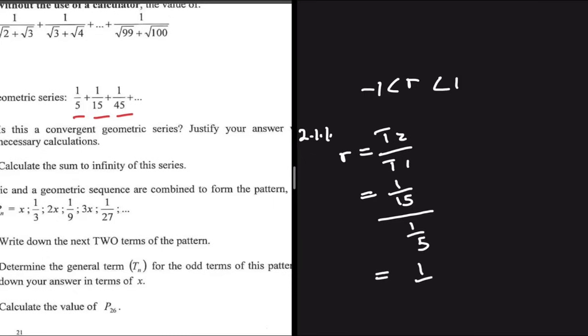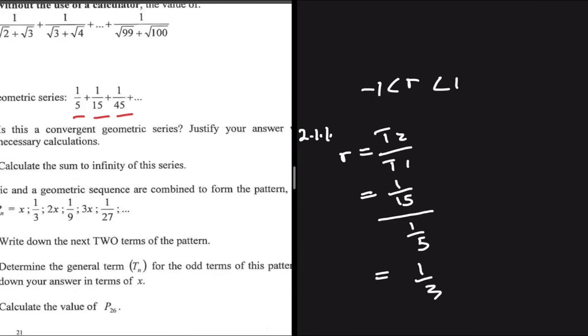The first term is 1 divided by 5. The second term, 1 divided by 15. And then the third term, 1 divided by 45. So in order to find the common ratio, we say T2 divided by T1. You can also say T3 divided by T2. That will also work. So let's see what we get when we say T2 divided by T1. This will be equal to, so T2, 1 divided by 15, and then everything divided by T1, which is 1 divided by 5. This is equal to 1 divided by 3.